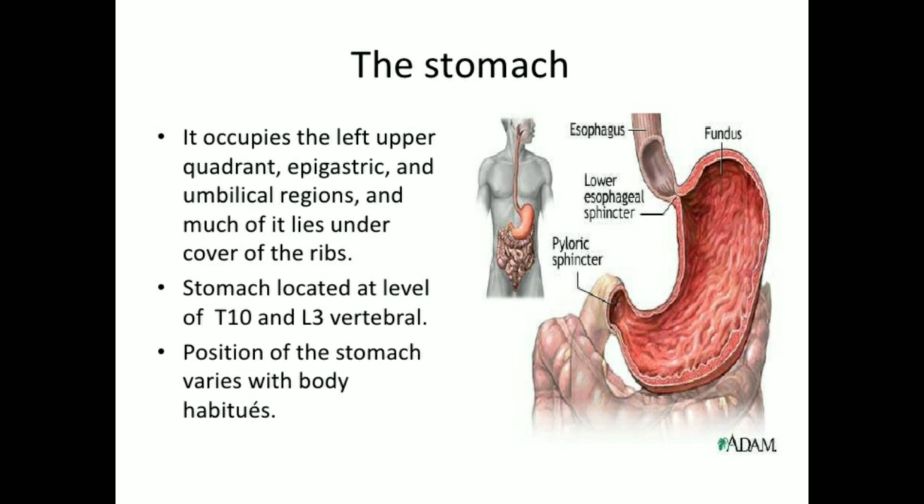Okay, now whatever I told you about the quadrants, just look that it occupies the left upper hypochondriac, epigastric and umbilical region, and much of it lies under the cover of the rib. Okay, so you should know in which quadrant it lies. So it occupies the upper left hypochondriac, then the epigastric and the umbilical region, and you have to know about these regions of the abdomen we have discussed.